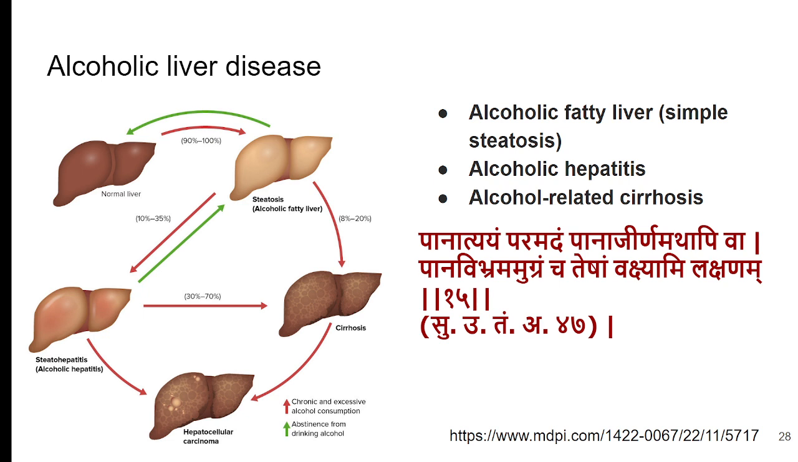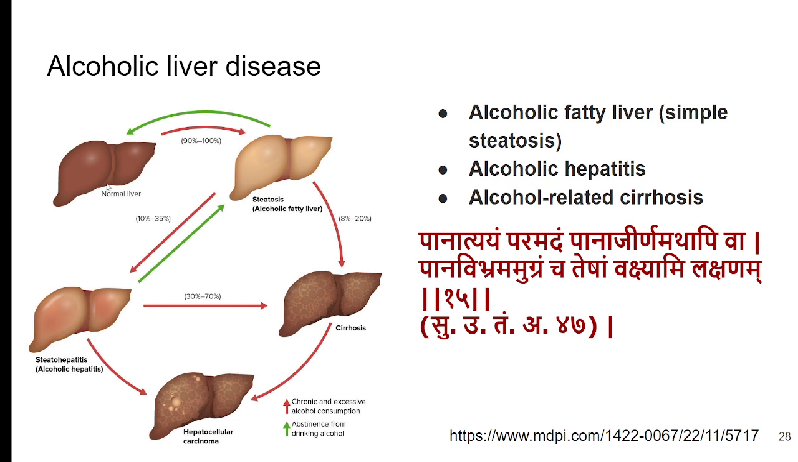Now, alcoholic liver disorders again can be categorized into mainly three categories: alcoholic fatty liver or steatosis, alcoholic hepatitis and alcohol-related cirrhosis. The same is described in Sushruta as Panatheya, Paramada, Panajina and Panabibhrama. Panatheya is acute intoxication; Paramada, Panajina and Panabibhrama are suggestive of the long-term consequences of the same alcoholism. That's exactly the issue.